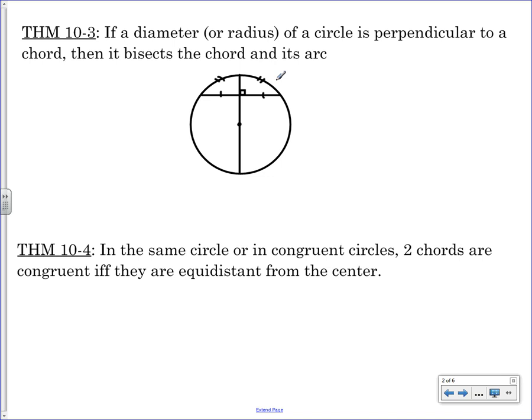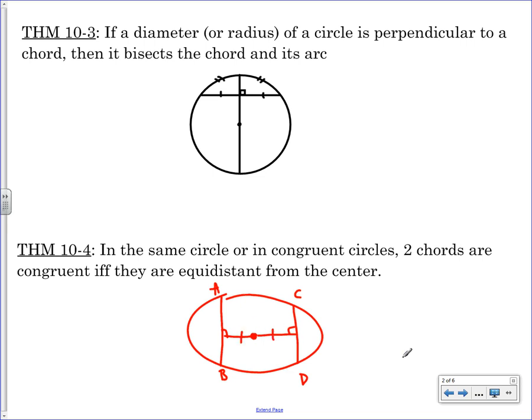Is that okay? Theorem 10-4, in the same circle or congruent circles, two chords are congruent if and only if they're equidistant from the center. So I'm going to draw that. Here's the center, okay? Here's a chord, here's a chord. All right, so I guess AB and CD, it doesn't matter. So if they're both equidistant from the center, what that means is the distance from a point to a line is always a perpendicular. So this has to be a perpendicular, and these have to be the same. So if this piece is congruent to this piece, then AB is congruent to CD.